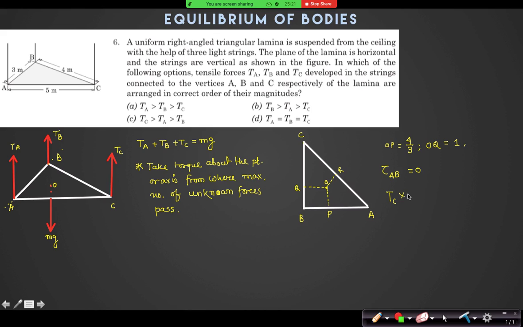TC multiplied by 4. It is the perpendicular distance, from this axis to the TC line. What about torque of mg? It is 4/3 into mg. Are these two torques in the same direction or opposite direction? Opposite direction, or else they would never balance. So it is minus mg into 4 by 3.